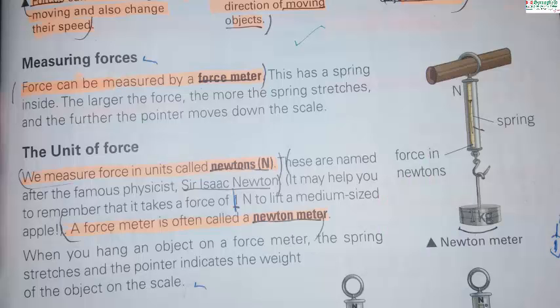Moving on to the next topic, which is measuring the forces. Forces can be measured by a force meter. This has a spring inside. The larger the force, the more the spring stretches, and the further the pointer moves down the scale.